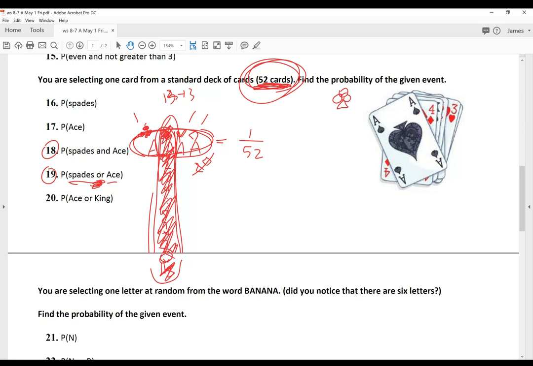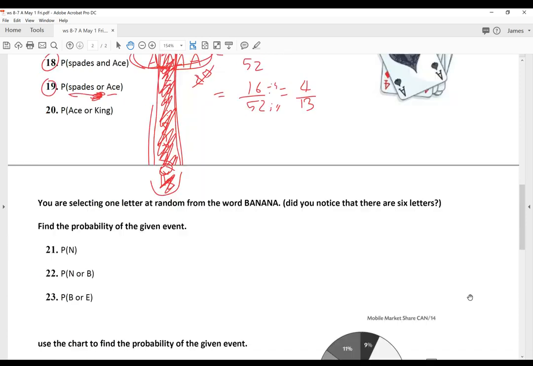So it's 16 out of 52. Gotta reduce it. Turns out to be 4 out of, well, if you divide it by 4, 4 out of 13 is the answer. Again, you could change the decimal numbers, but why bother? Just leave it. Okay. So with the AND case, you only look at the overlapping, which is intersection. With the OR case, you look at the union set. You count all the ones in both circles.